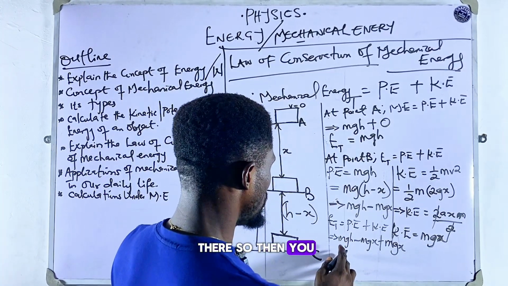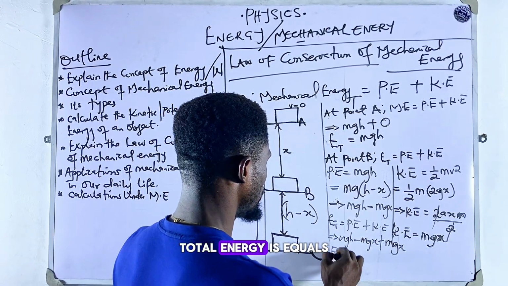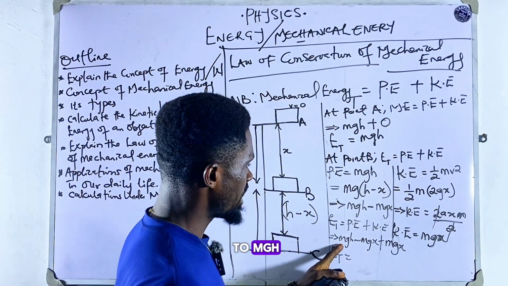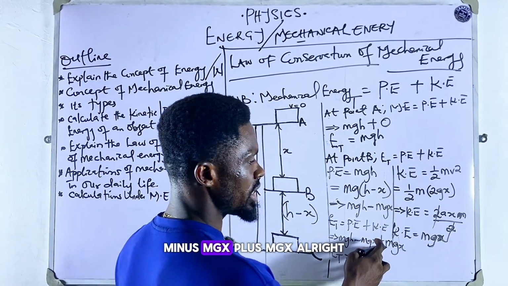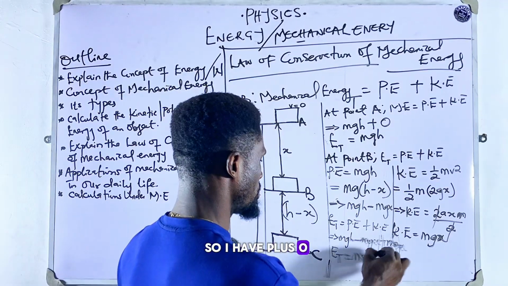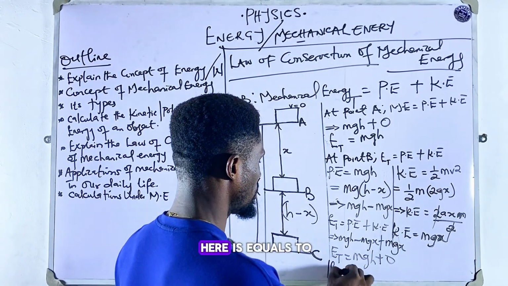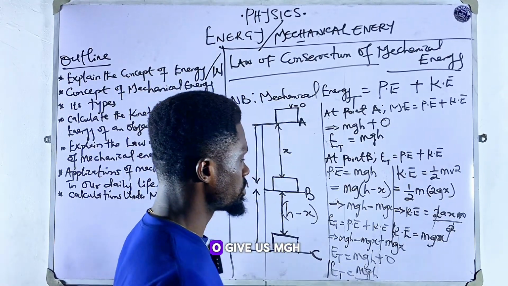So then you have that total energy is equal to mgh minus mgx plus mgx, which will give us 0. So I have plus 0. So our total energy here is equal to mgh. So mgh plus 0 will give us mgh.